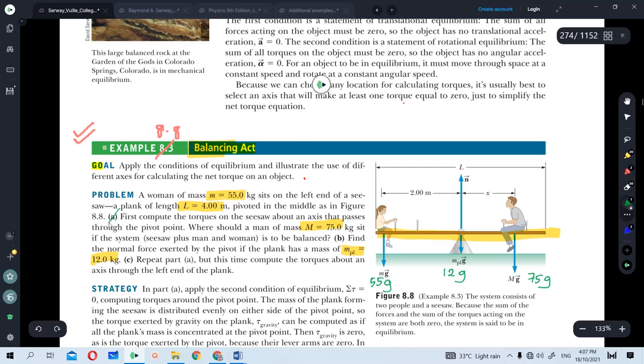The first question, first compute the torque. They want you to calculate the torque on the axis that passes through the pivot point. So where is the pivot point? We are going to label it as 0 here at the fulcrum.